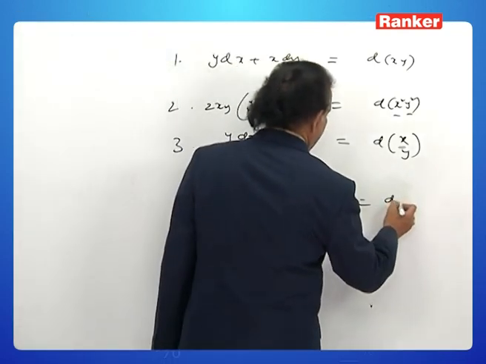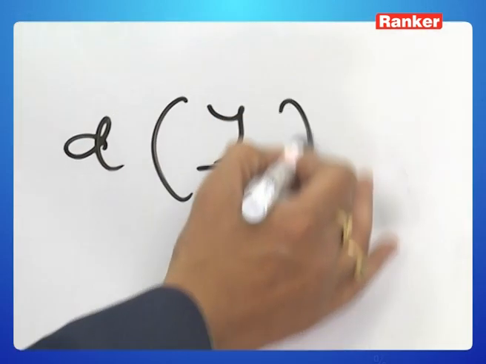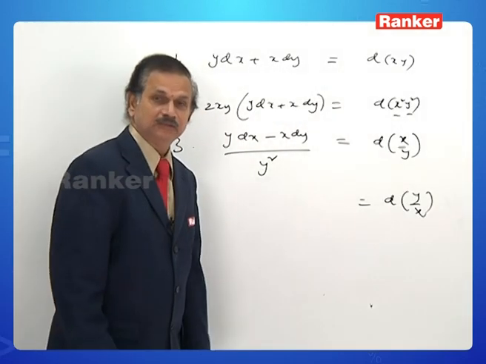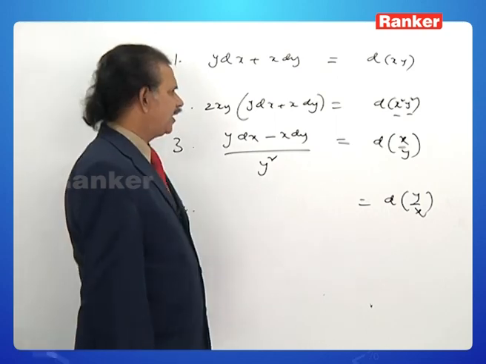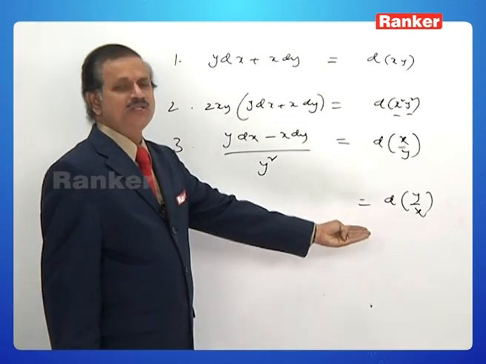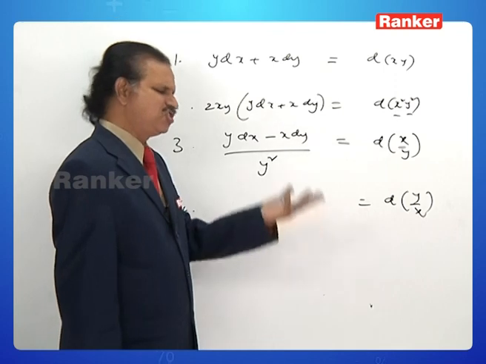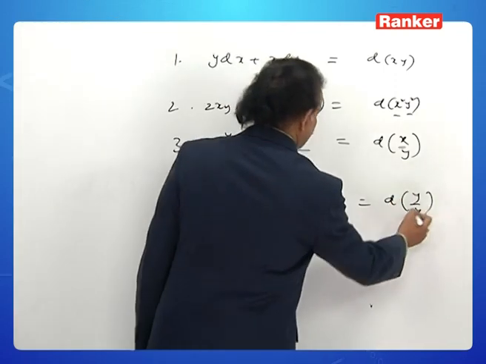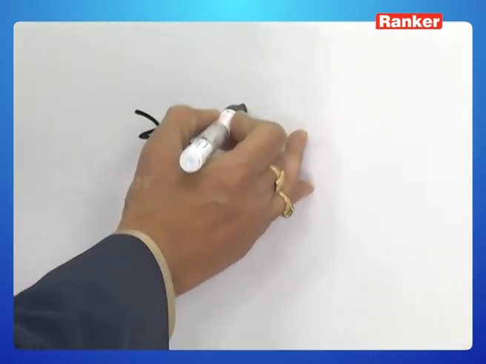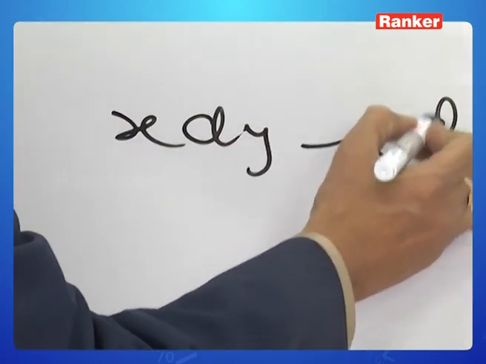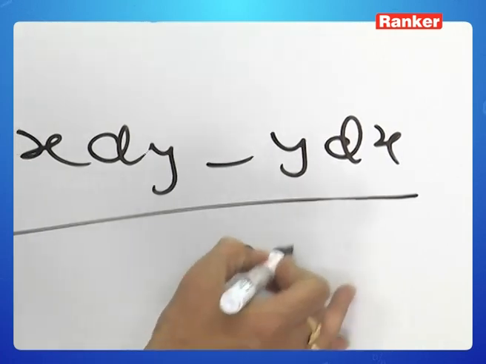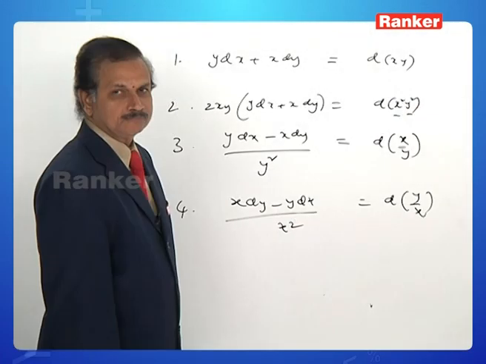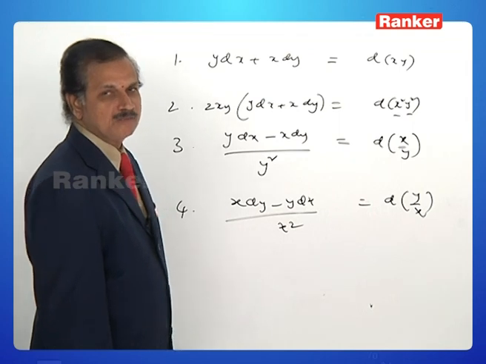Can you tell me what d of y by x is? Again, u dash v minus v dash u by v square. Our general formula of good olden days. Come on, u derivative into v. That is x dy minus y dx by x square is d of y by x.